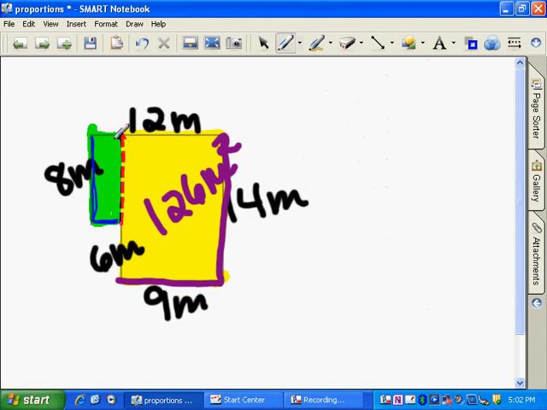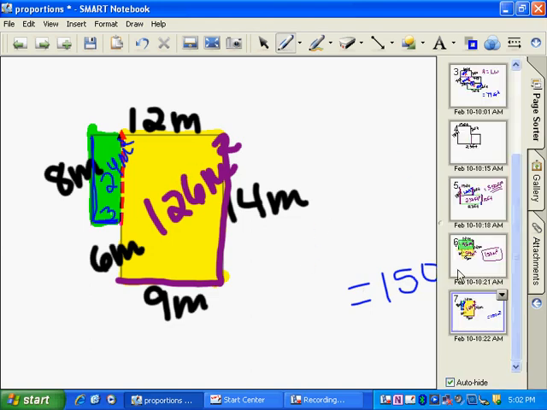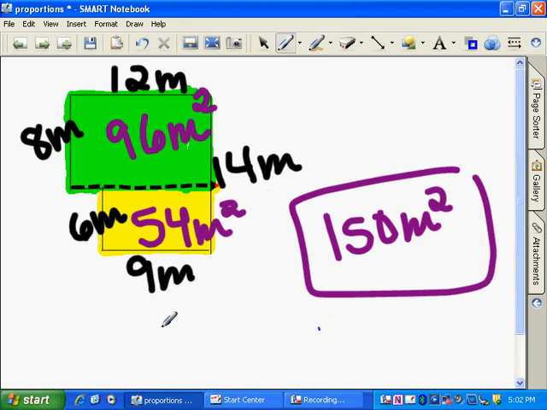So again, if this whole side up here is 12, that means this side plus 9 has to be 12. So that means this little piece right here is 3 meters. So 8 times 3 is 24 square meters. I add them together for a total of 150 square meters. So you can see we got 150 square meters doing it this way, and we get 150 square meters doing it this way. It works either way.